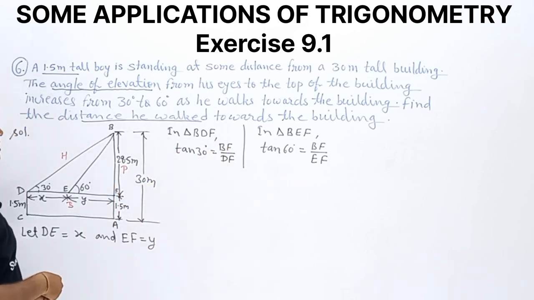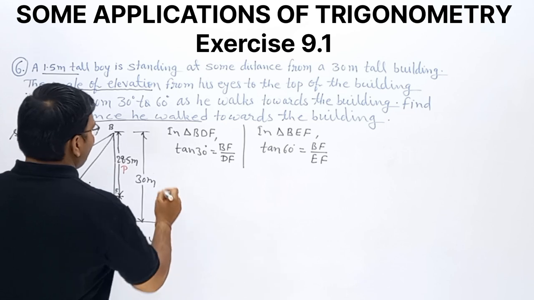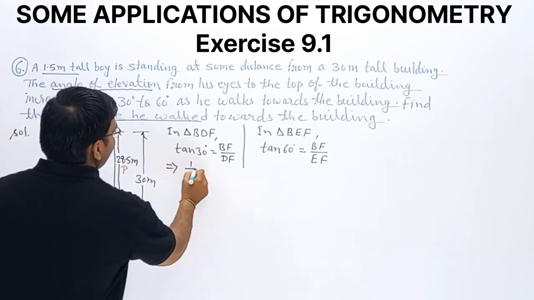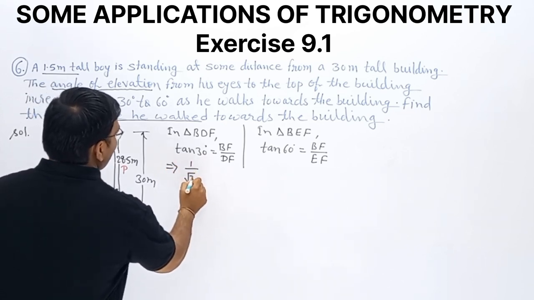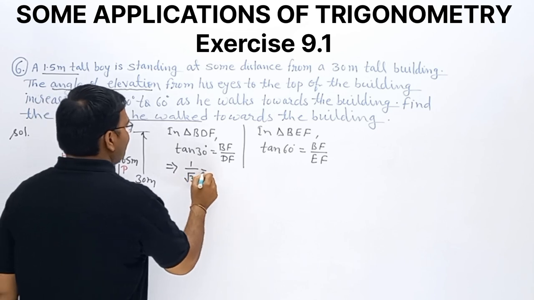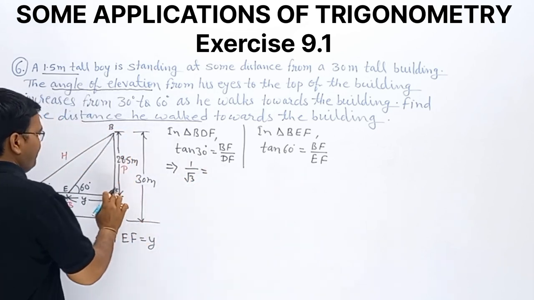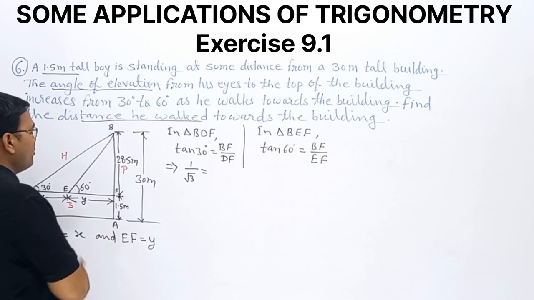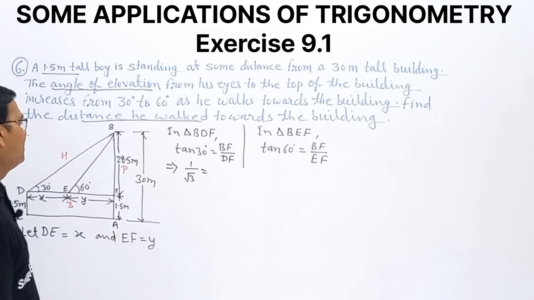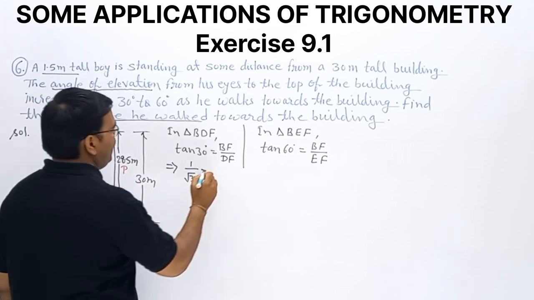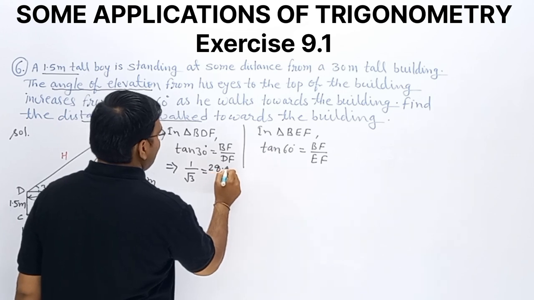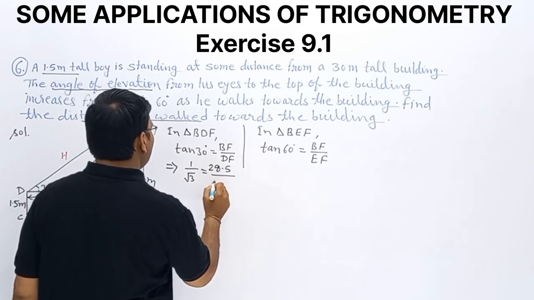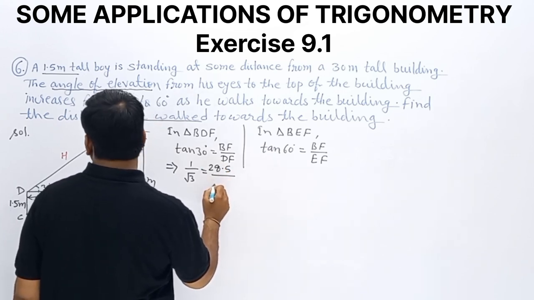So what can we say? We will put the values. Tangent 30 will be 1 upon square root of 3. Clear? BF will be the reduced height of the building. Once we remove the 1.5 meter height of the boy, we are getting 28.5. So this will be 28.5 meter divided by DF.